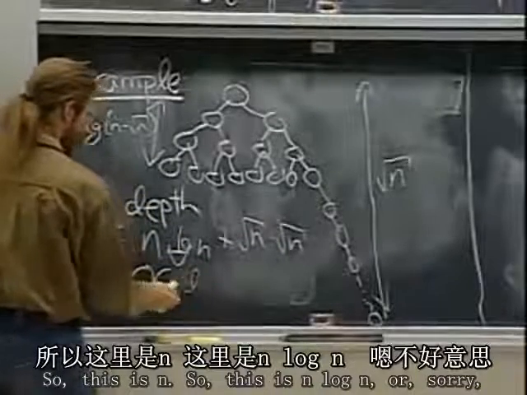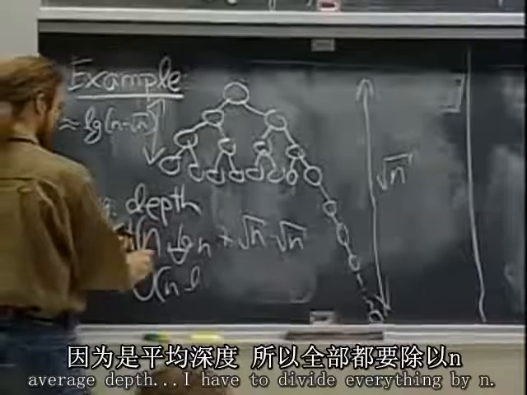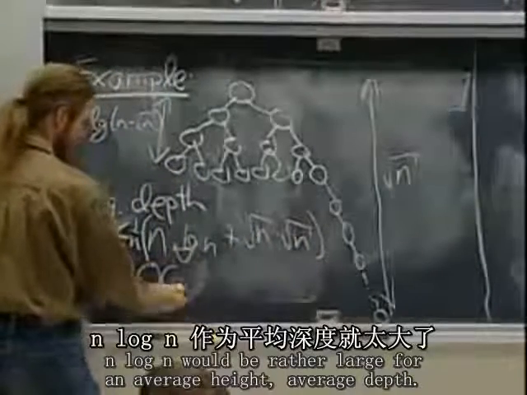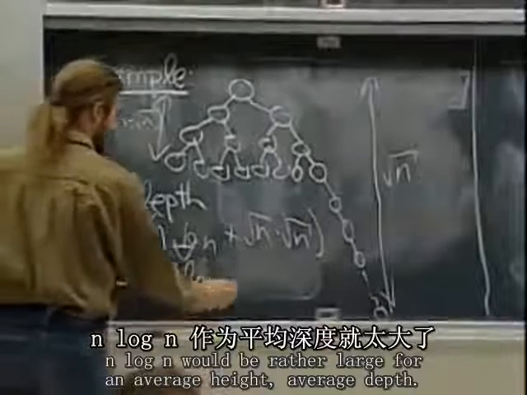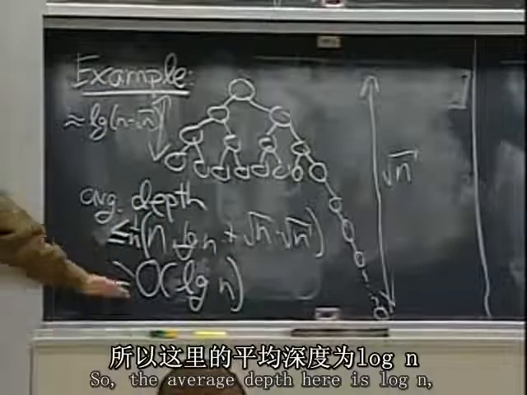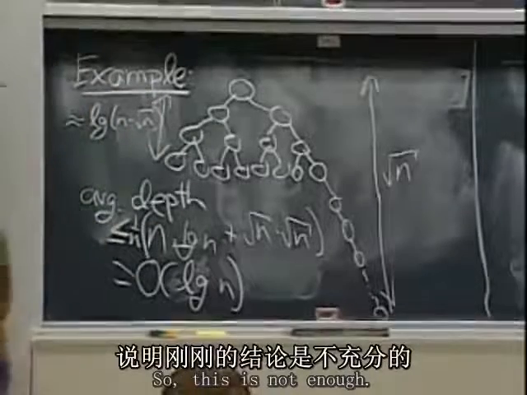Or sorry, average depth, I have to divide everything by n. N log n would be rather large for an average depth. So the average depth here is log n, but the height of the tree is square root of n. So this is not enough.